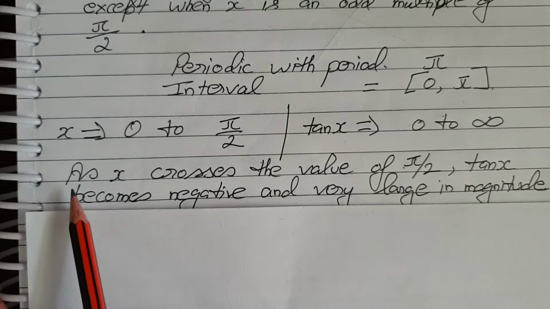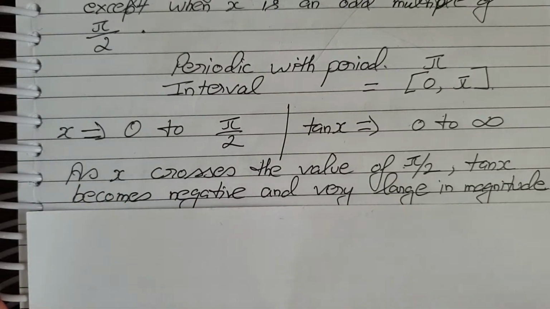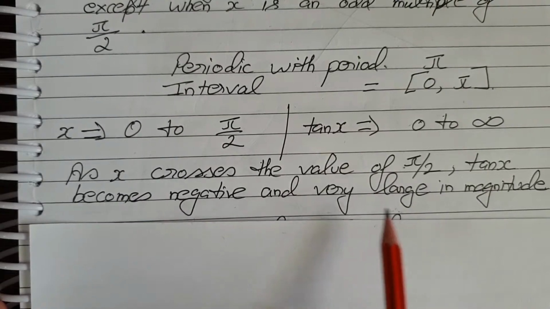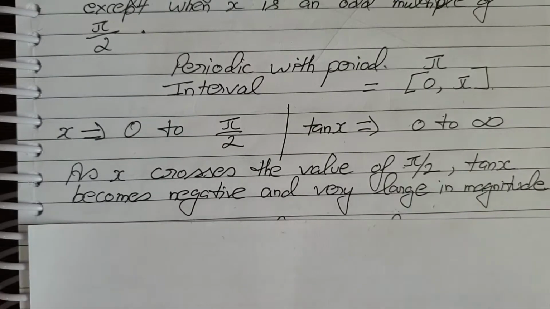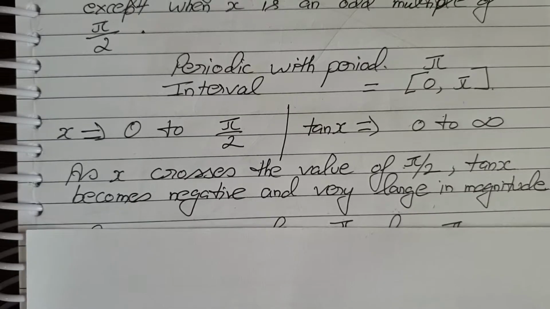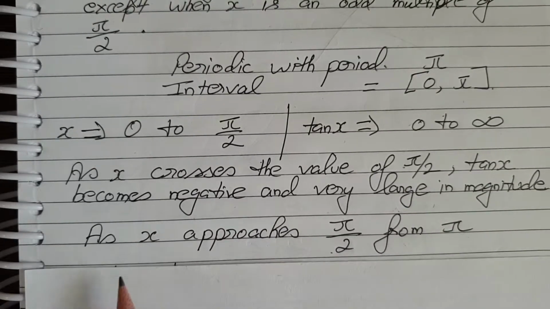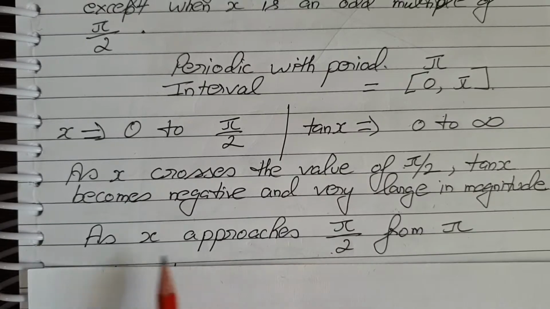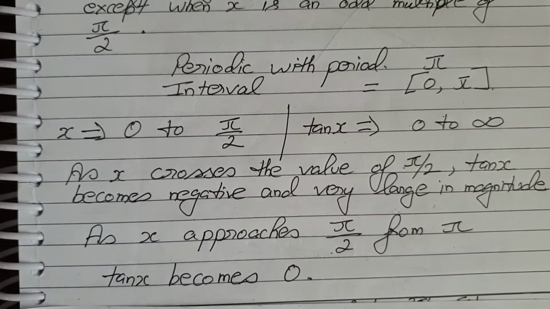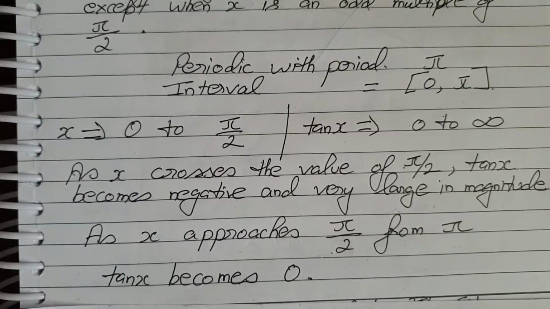Now, as x crosses the value of pi by 2, tan x becomes negative and very large in magnitude. Though it's large in magnitude, it will be negative. And as x approaches pi from pi by 2, tan x tends to become 0. Actually, tan x comes to 0, the value is 0.